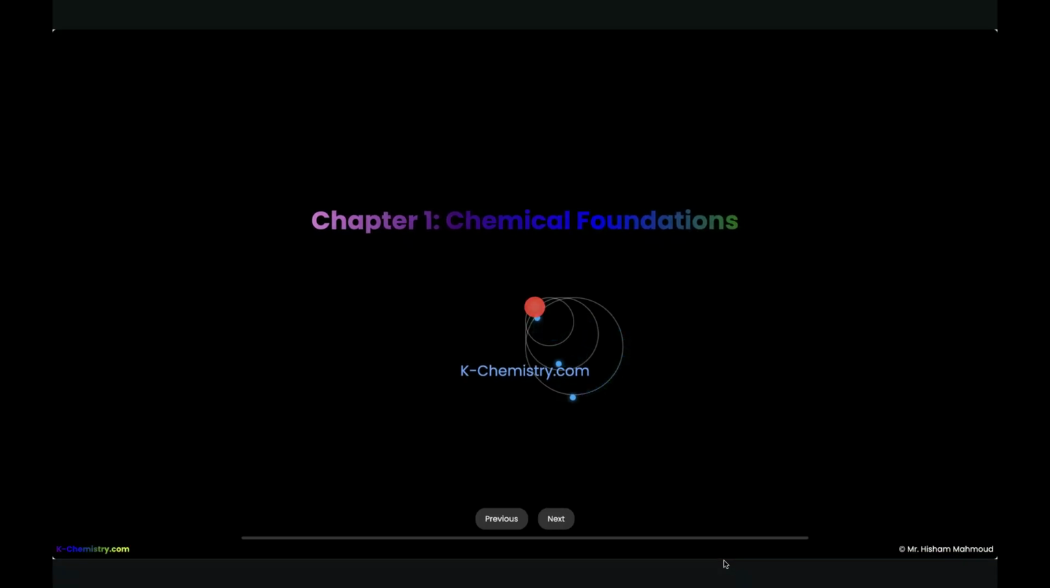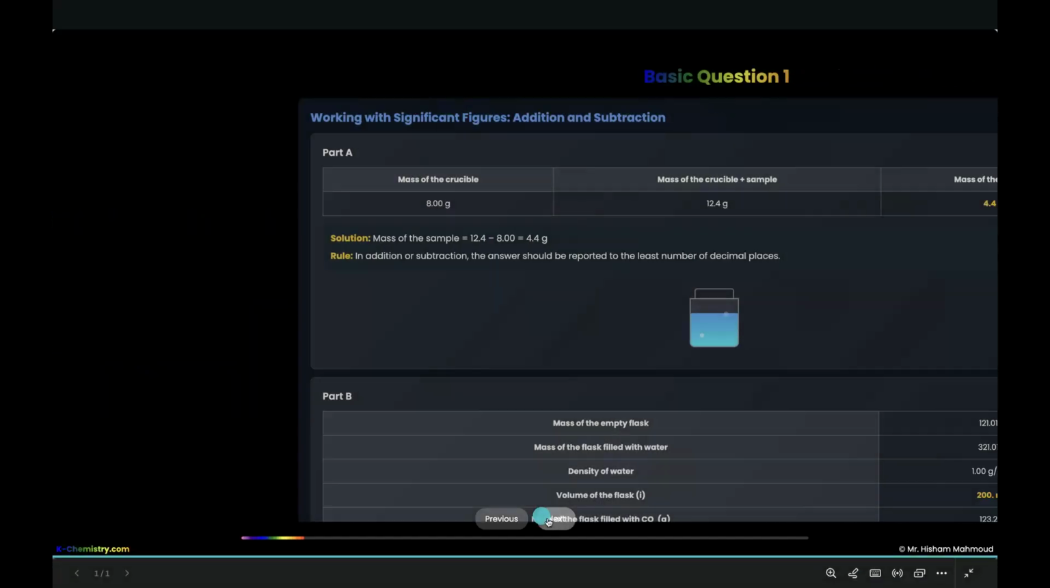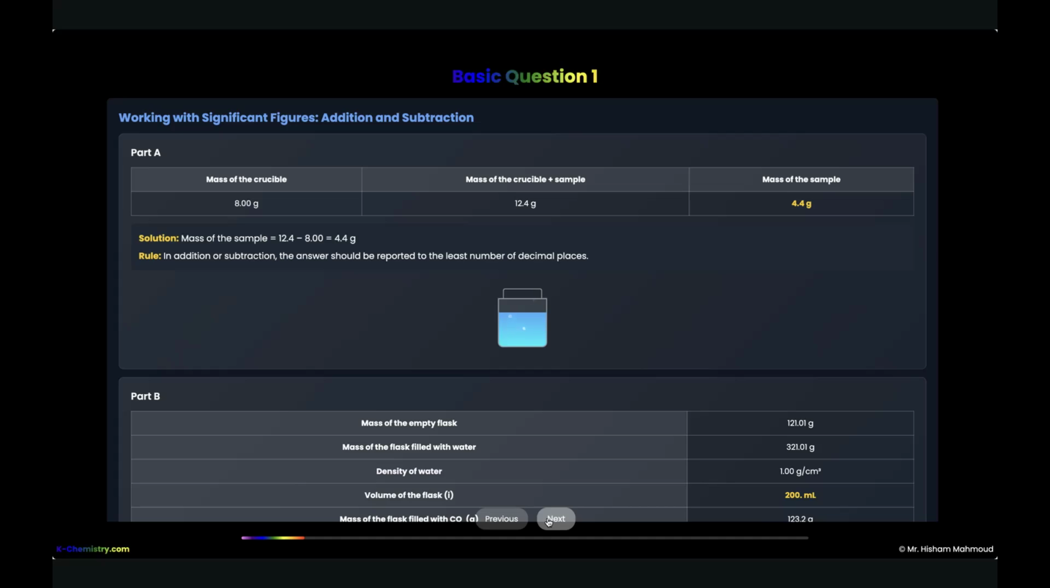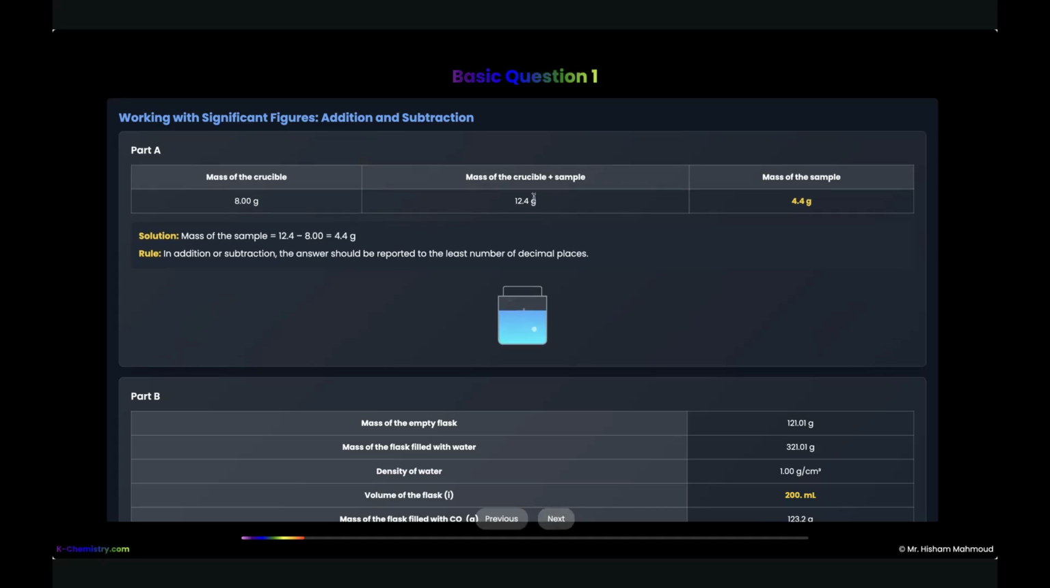So this is chapter 1, some of the chemical foundations that we are going to need badly this year. We are working with the significant figures, addition and subtraction. Part E, we have a mass of a crucible, 8 grams. Mass of the crucible plus sample is 12.4 grams, and mass of the sample by subtraction is 4.4 grams. But how many significant figures should be there?